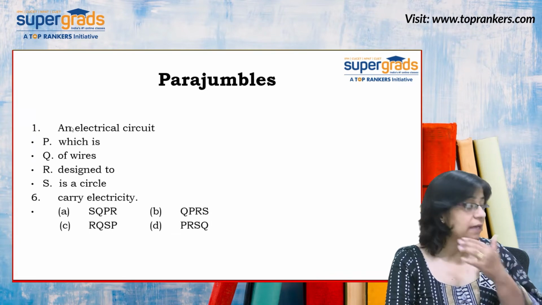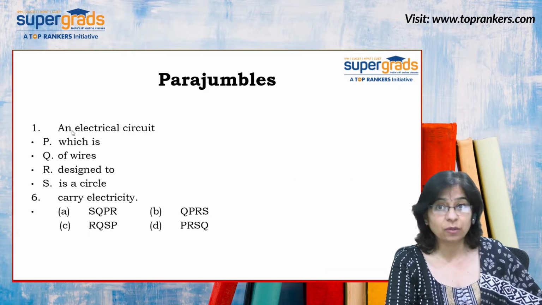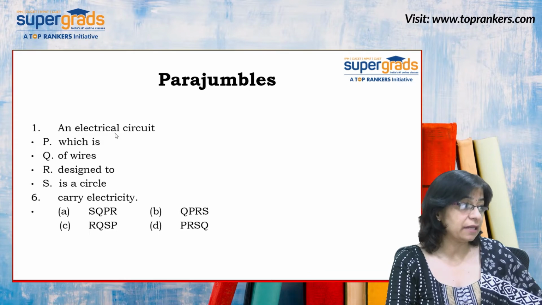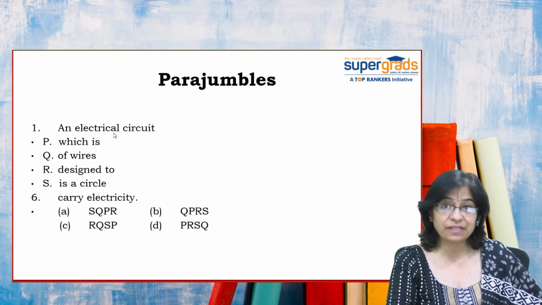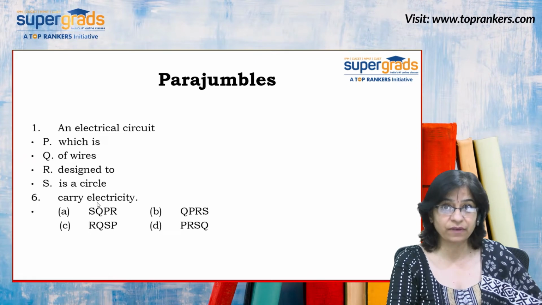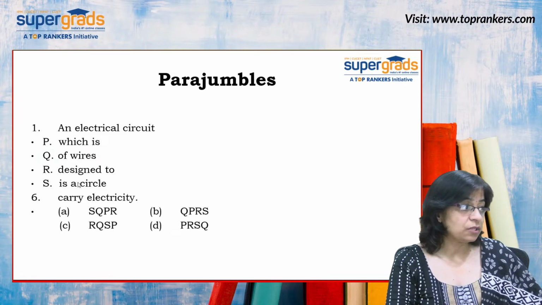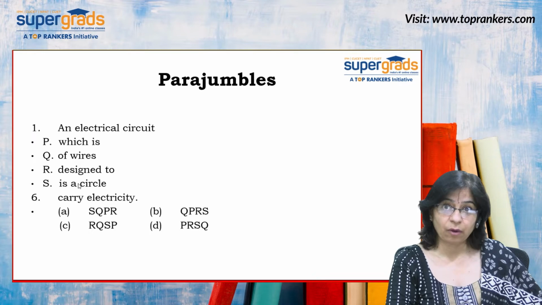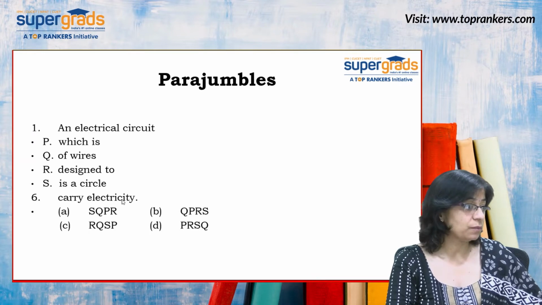Now, let's see. An electric circuit, well, this is a closed para-jumble as you can see. An electric circuit is an opening fixed line and carry electricity. That's a closed fixed line. Now, you need to unjumble the middle options that are there. So, let's deal with this together.